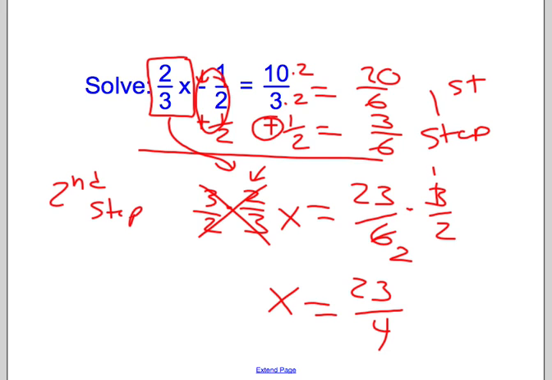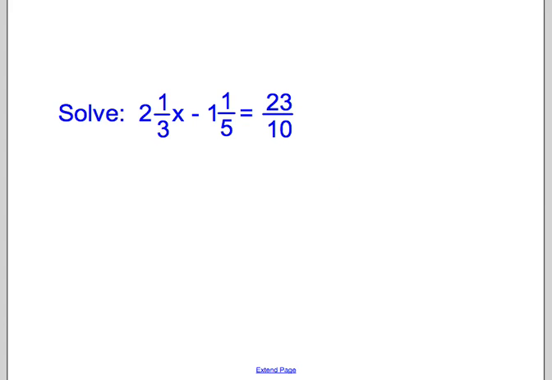First step is either add or subtract, whatever needs to be done at this location. Second step is multiply or divide, whatever needs to be done at this point. Multiply by the reciprocal or divide by the whole number value, depending on the type of problem. Have one more example, mixed numbers.